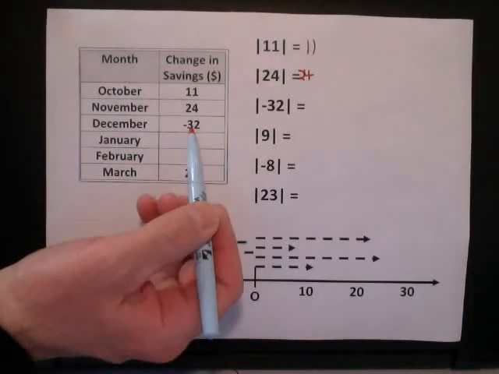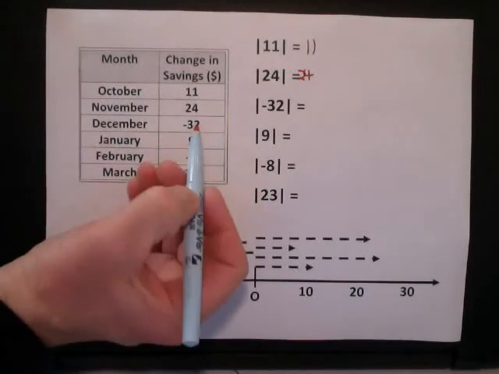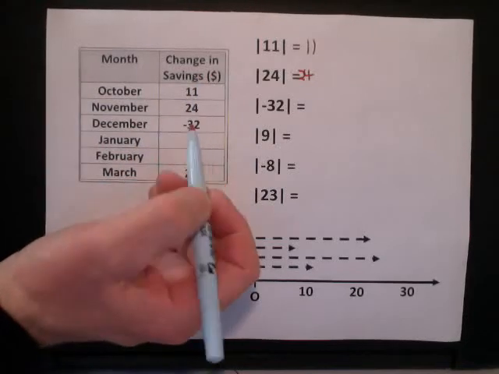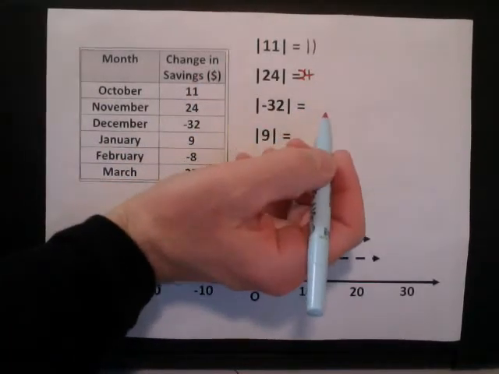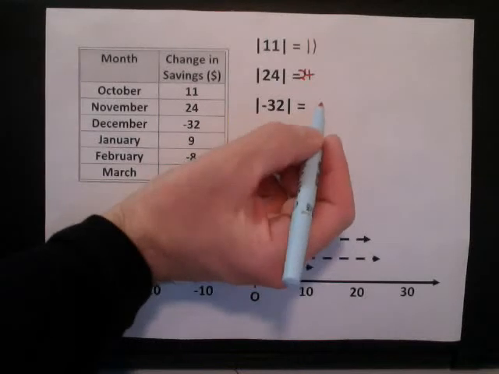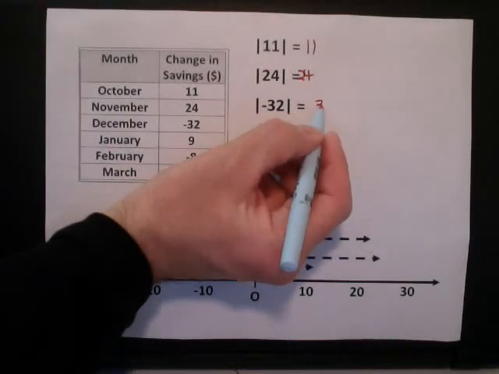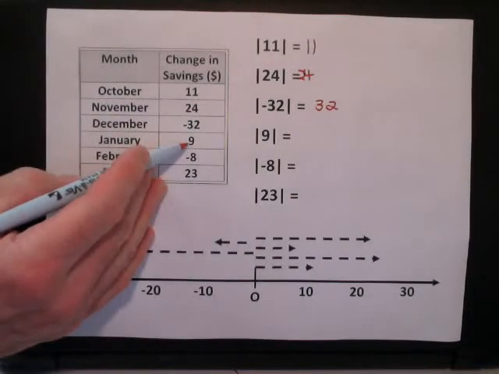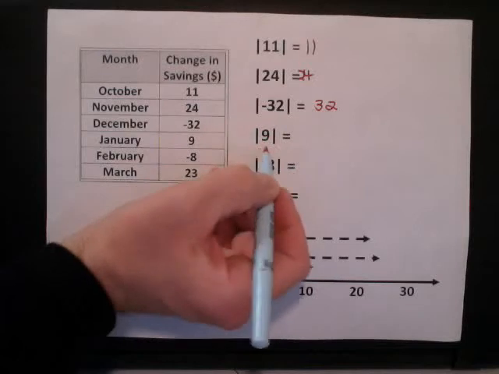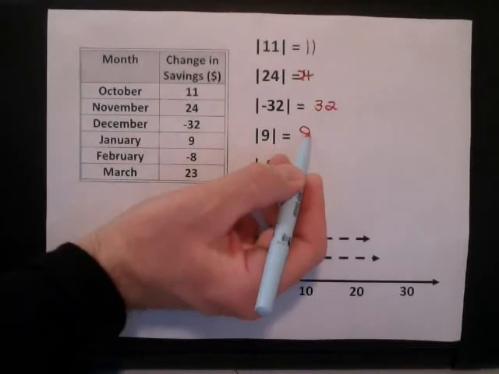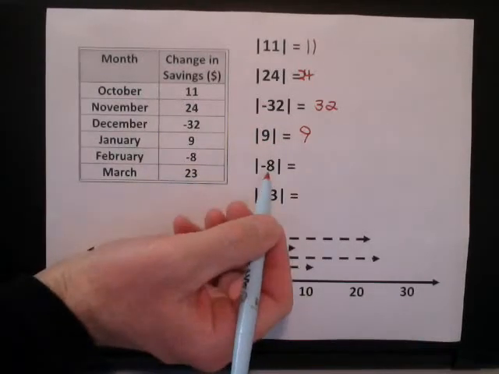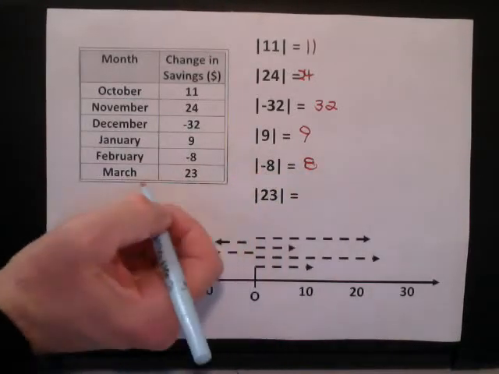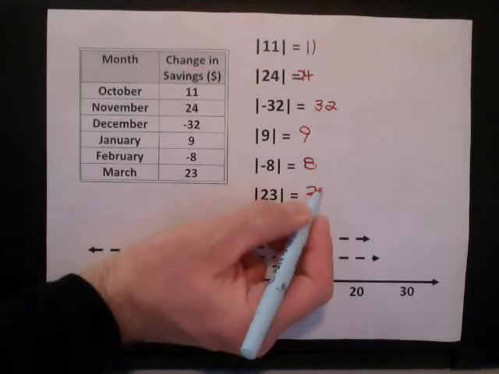The absolute value for December, even though it's a negative 32, that's a change. That means that she didn't save what she wanted to. She saved a negative amount, and in other words, she didn't meet her goal. The absolute value would be 32. January, she had a positive 9, so the absolute value for 9 would be 9. The absolute value for February's negative 8 would be 8, and the absolute value for March would be 23.